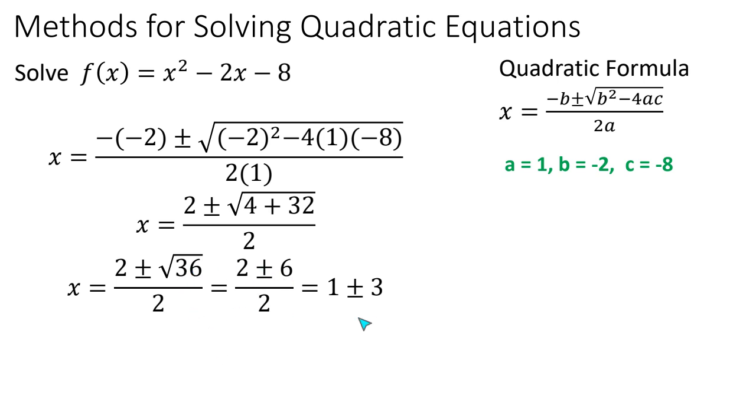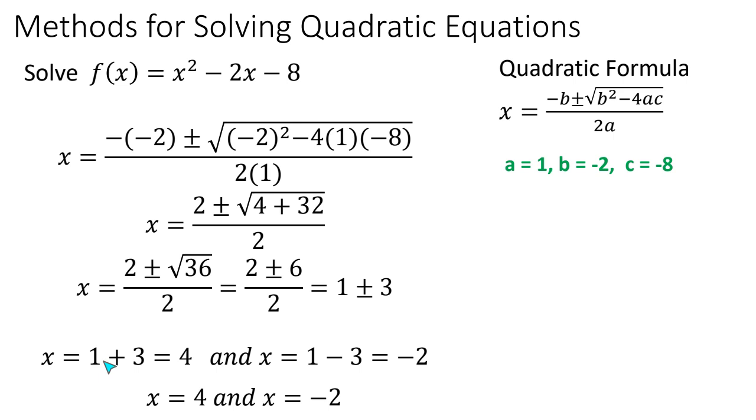And so here we have some possible answers, right? So 2 divided by 2 is 1, and 6 divided by 2 is 3. So my two answers would be x equals 1 plus 3, which is 4, and x equals 1 minus 3, which is negative 2. So my two zeros, x-intercepts, solutions, roots are x equals 4, x equals negative 2.